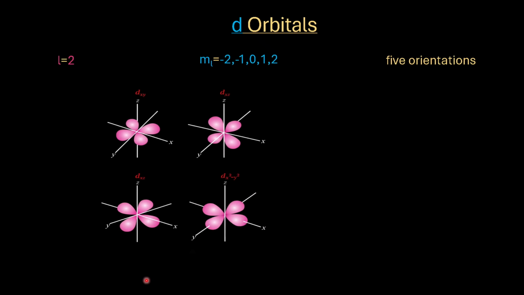Now the fifth one, dz square, is slightly different. There are 2 lobes and a ring at the center. So the two lobes lie along the z-axis. So these are the 5 orientations of the d orbitals.